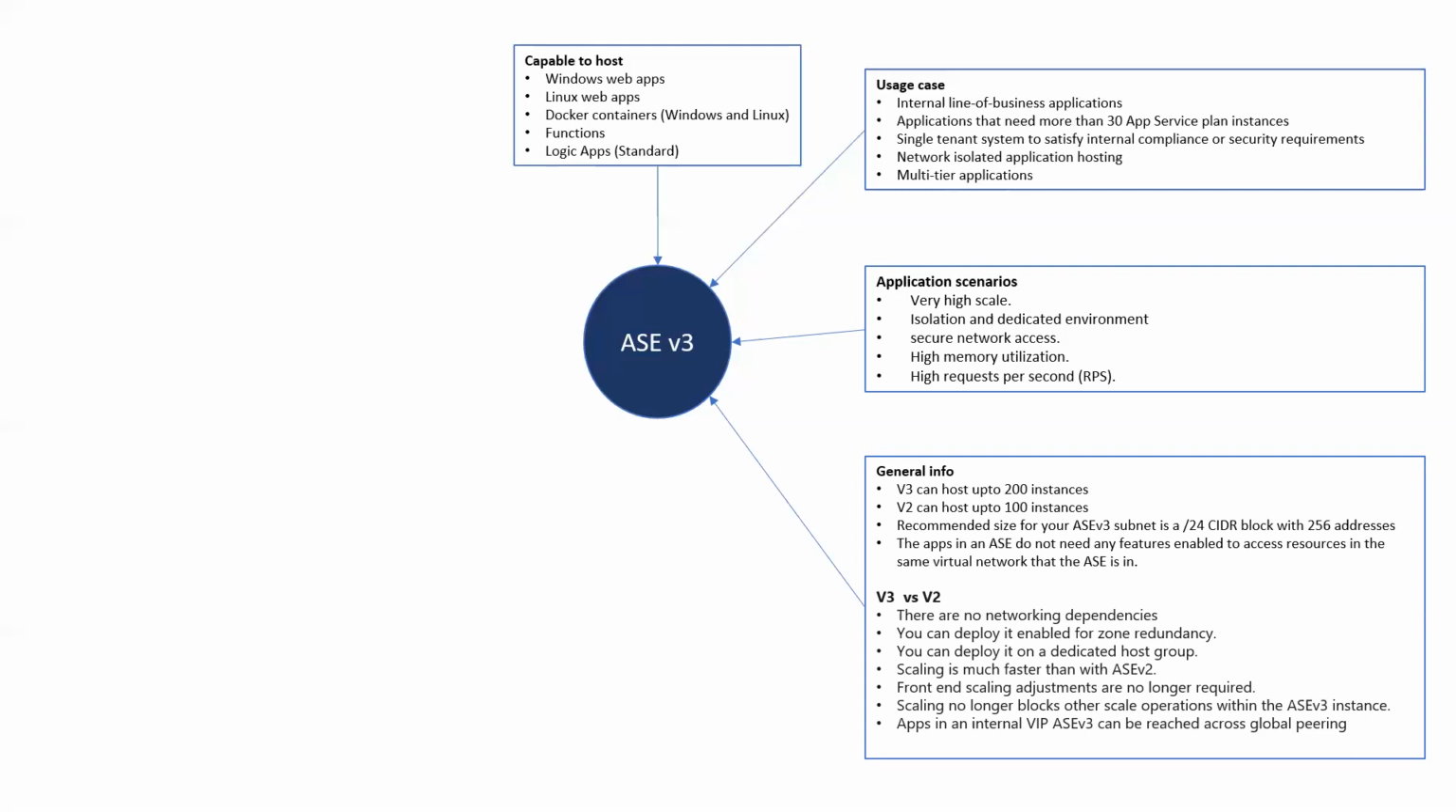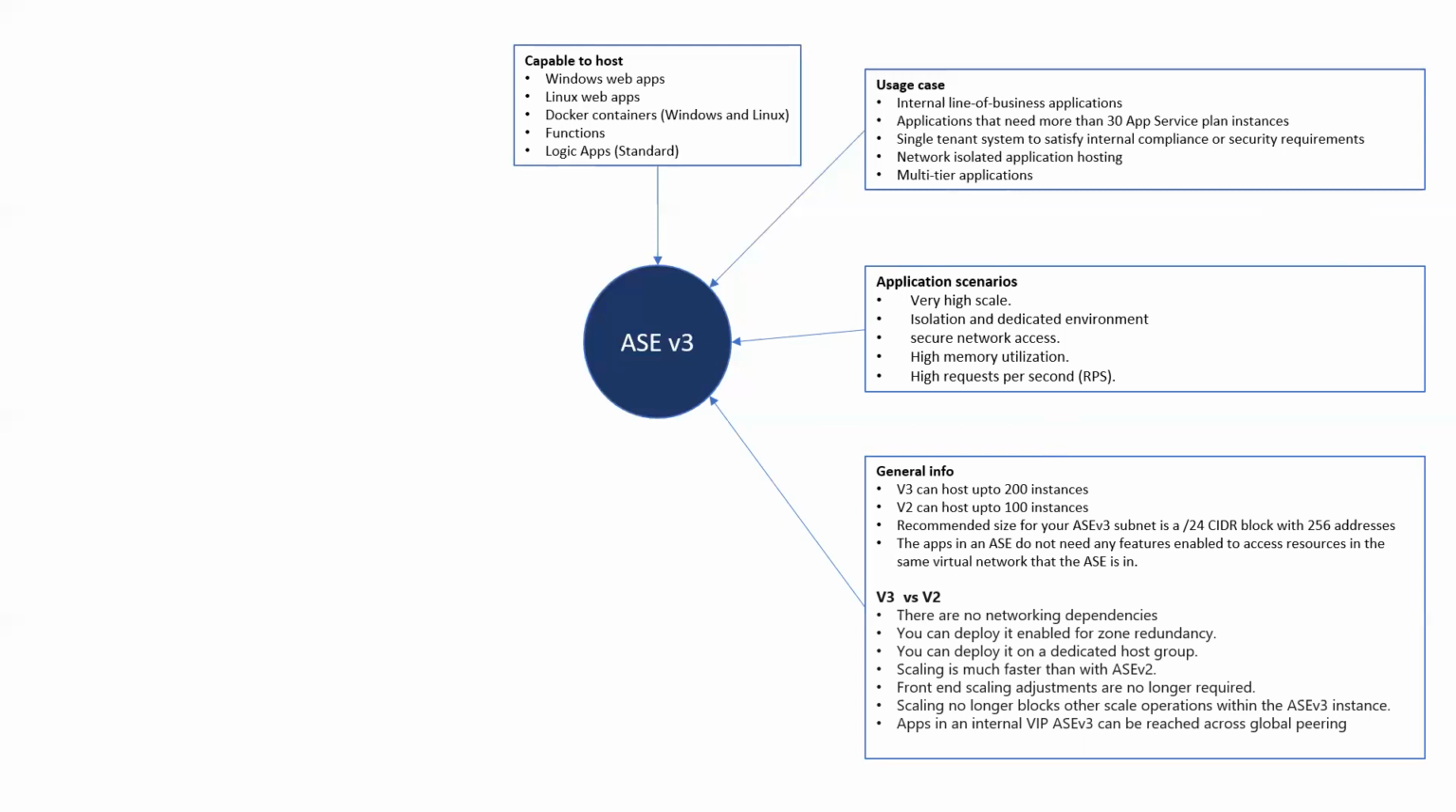Prior to App Service Environment V3, there was App Service Environment V2, in which you can still provision resources. The App Service Environment V2 supports up to 100 instances. So you see the huge difference between V3 and V2. Prior to that, there was another version, App Service Environment V1.